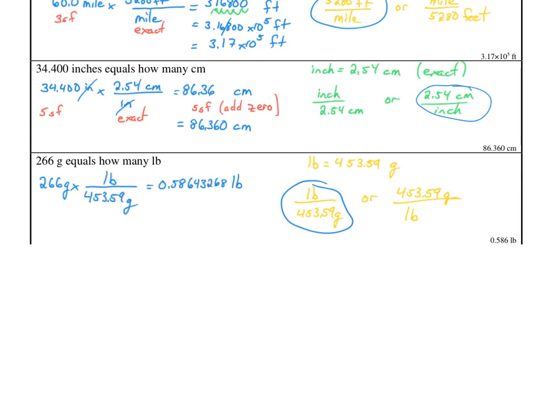We have our calculator answer, and we need to worry about sig figs. 3 sig figs, 5 sig figs, so our answer should have 3 sig figs. So the leading 0 doesn't count. 1, 2, 3. The first number to be dropped is less than 5, so we round down. Our final answer is 0.586 pounds.